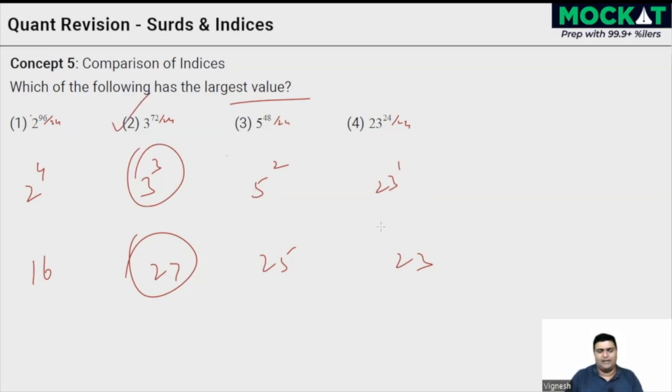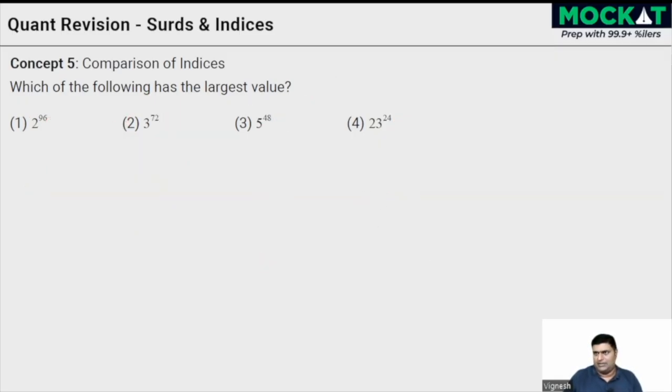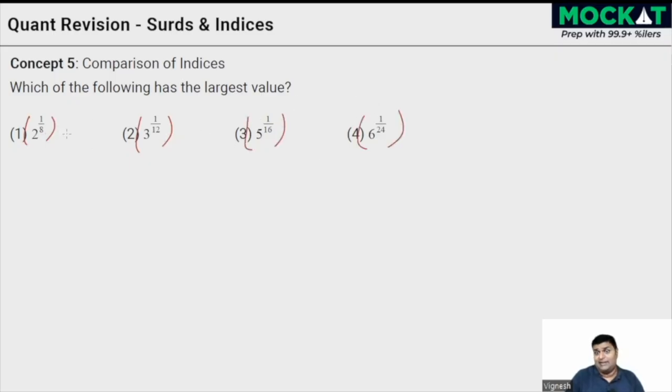So when the powers are very big integers, divide them by the HCF of the powers, and then it becomes easy for us to compare. Now, what if it's the other way around? The powers have something in the denominator. Then I can multiply the powers with something, and that will become the LCM of the denominators. There I was dividing, so HCF. Here I'm multiplying, so LCM of the denominators. 8, 12, 16, 24. LCM is what? 24? No, 48. I'm raising each of these powers to 48.